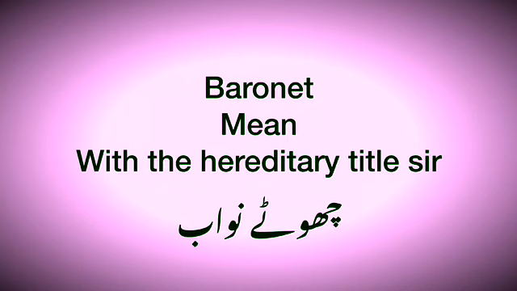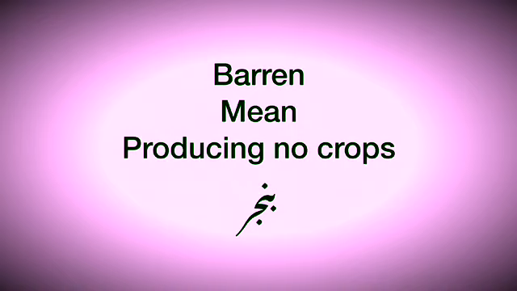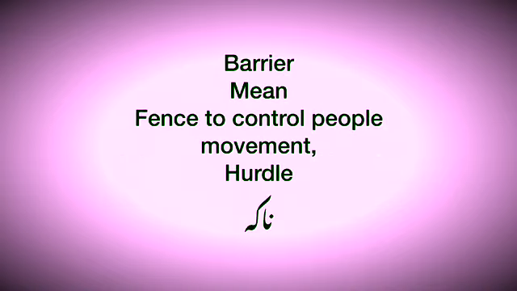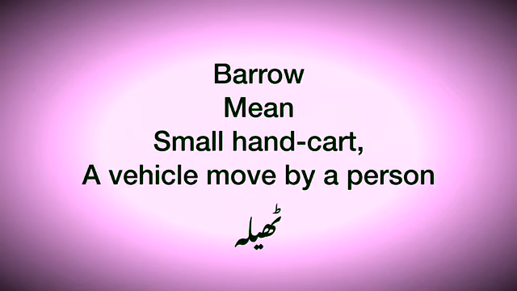Baronet, meaning with the hereditary title sir, छोटे नवाब. Next is barren, meaning producing no crops, without production, banjar. Barrier, meaning fence to control people's movement and hurdle, naka. Next is barrow, meaning small hand cart, a vehicle moved by a person, thela.